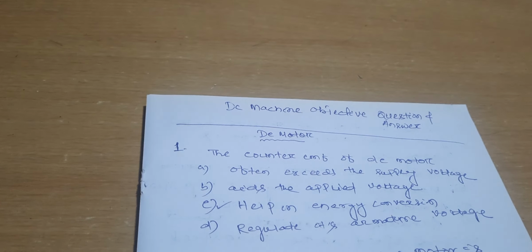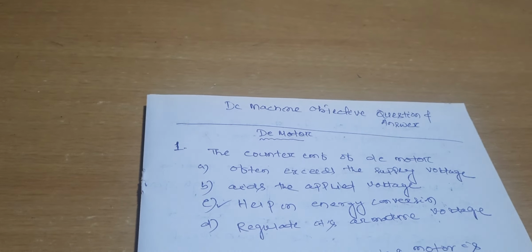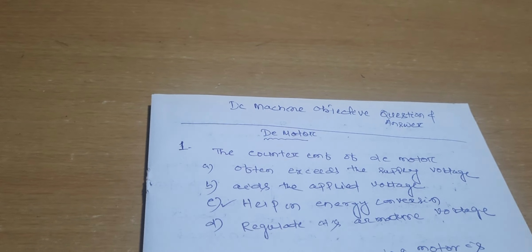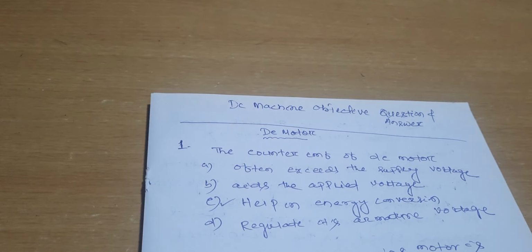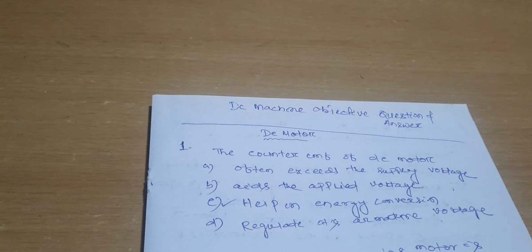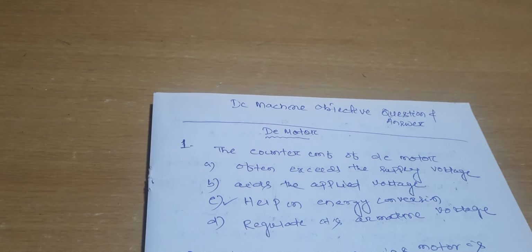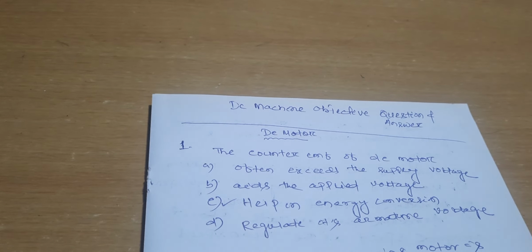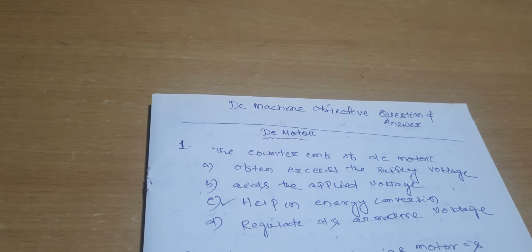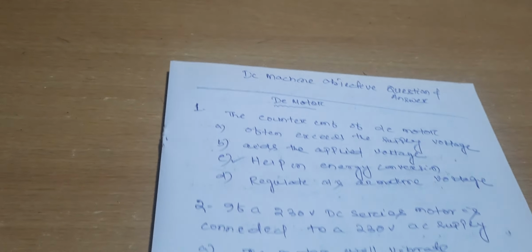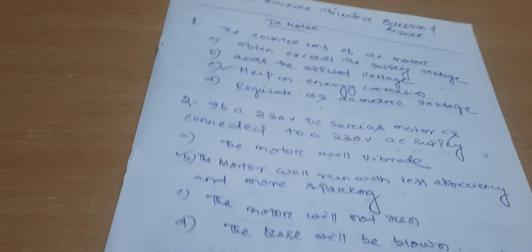Option A, often exceeds the supply voltage; B, aids the applied voltage; C, helps in energy conversion; D, regulates its armature voltage. Counter EMF means back EMF. Obviously option C, helps in energy conversion. Then question number 2.